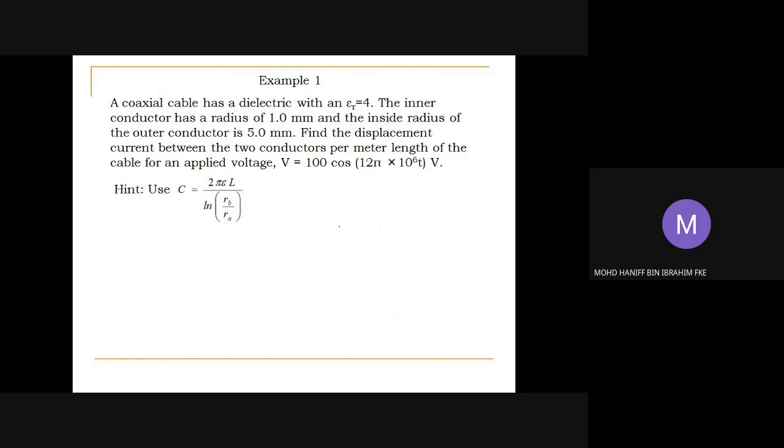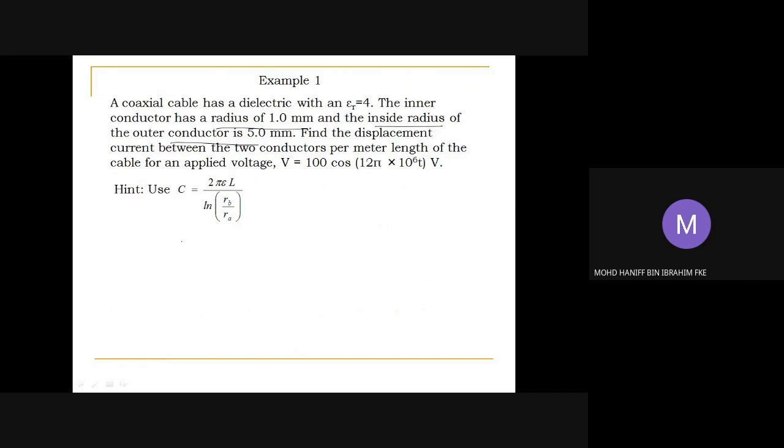In this example number 1, we have a coaxial cable which has a dielectric with epsilon R equals 4, which is a relative permittivity of 4. The inner conductor has a radius of 1 millimeter, and the inside radius of the outer conductor is 5 millimeters.